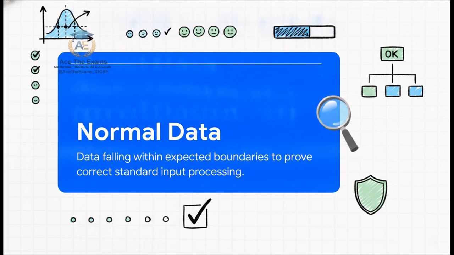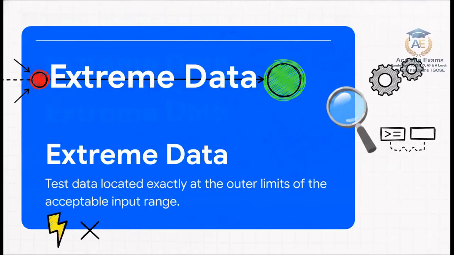Boom! Do you see how much better that is than Alex just saying normal data is regular data? You are actively demonstrating to the examiner that you understand the concept theoretically, practically, and fully in context. You're showing them you know exactly what the system is supposed to do under normal conditions. Next up, we have extreme data. Now, this is designed to push the system to its absolute, accepted outer limits.